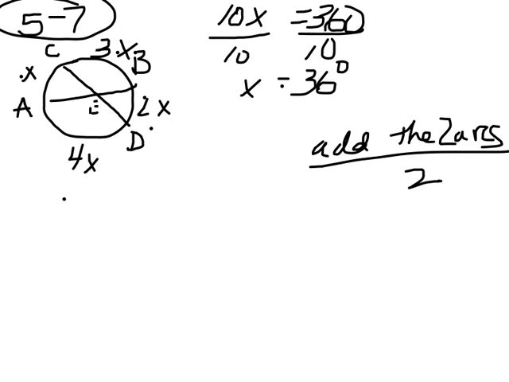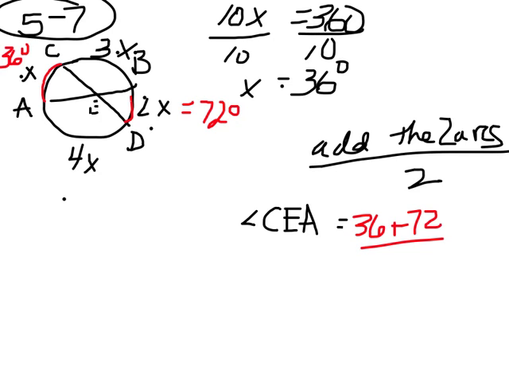Okay, so let's list the angles just so we know what we're talking about here. So CEA, the vertex is at E, so it goes in the middle, right? That cuts into two arcs, which are X and 2X. So X we know is 36 degrees, and 2X is 2 times 36, which is 72 degrees, right? So if I use the formula, I just add 36 and 72 and divide by 2. That's 108 divided by 2, so that would be 54 degrees.